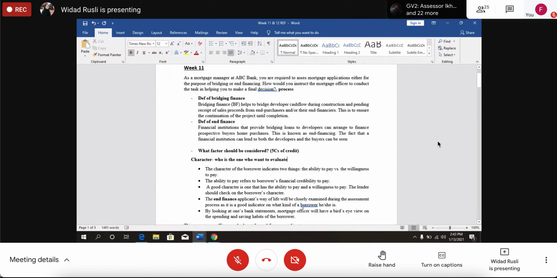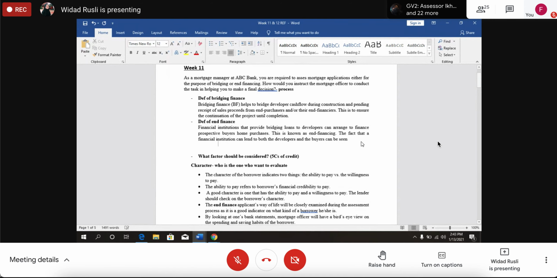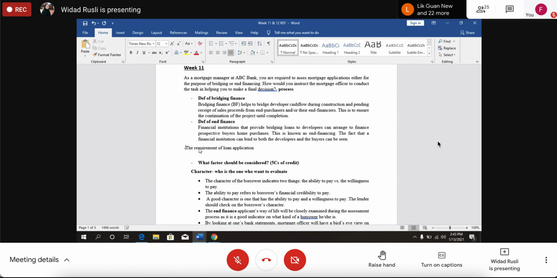What did you start this with in your answer? You started straight away with the 5 C's, right? So you want to go upstairs, but you do not take the staircase from step 1 to step 2, 3, 4. From step 1, you just jump to step 5 straight away and go upstairs. So the requirements of the loan application.